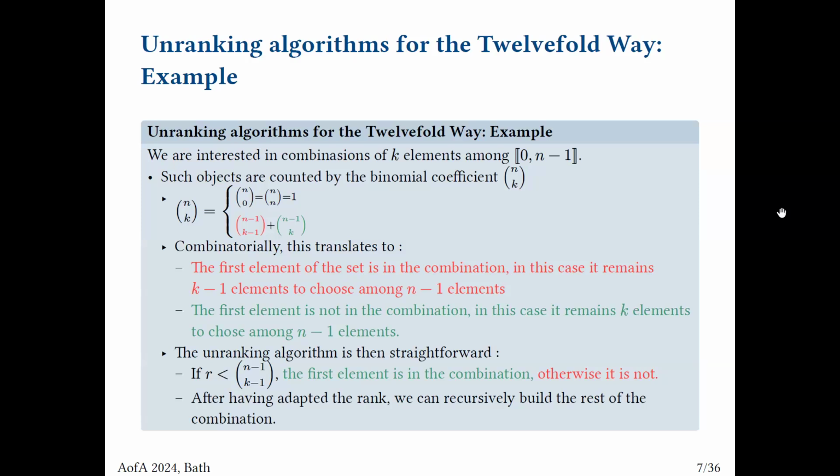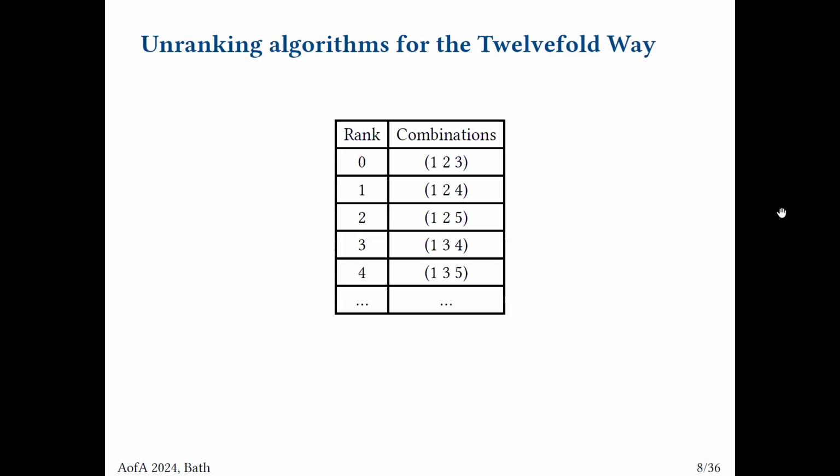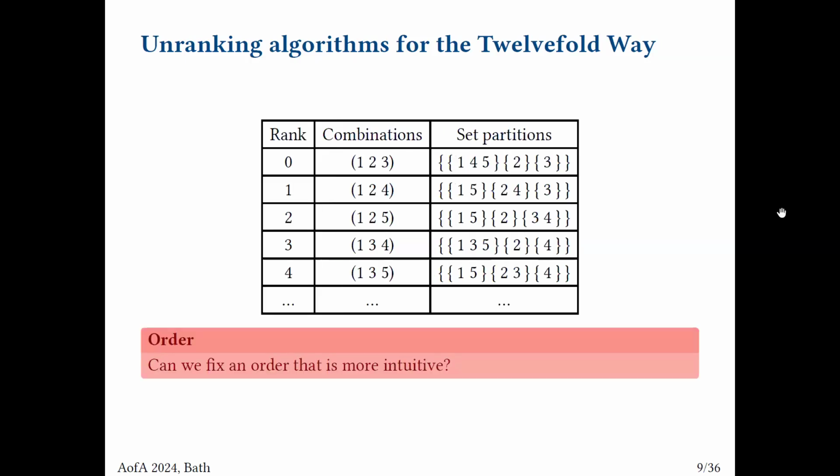So this combinatorial interpretation of the binomial coefficient is straightforward to turn into an unranking algorithm for combinations. The user will provide a rank, which is denoted by R here. If R is less than this binomial coefficient, then we select the first element. Otherwise, we adapt the rank, because we need to build the combination without the first element, and build the combination recursively. So this is the output of the algorithm. As we can see, the combinations are sorted by lexicographic order, which is quite a natural order. But it's not the case for all the structures.